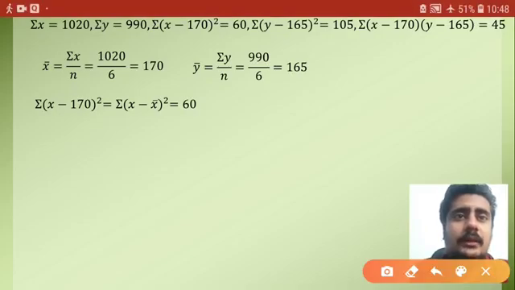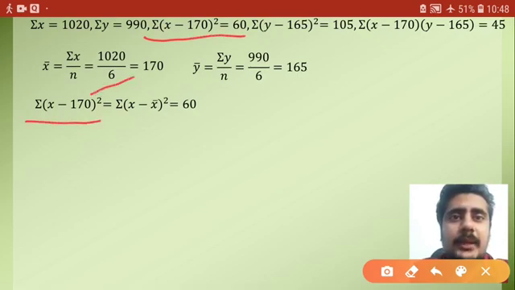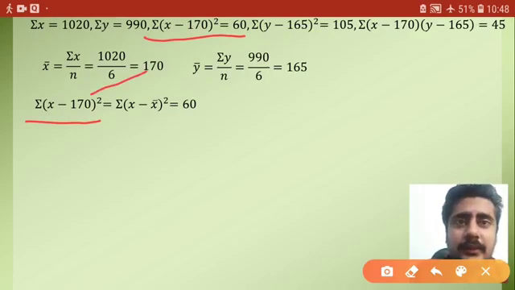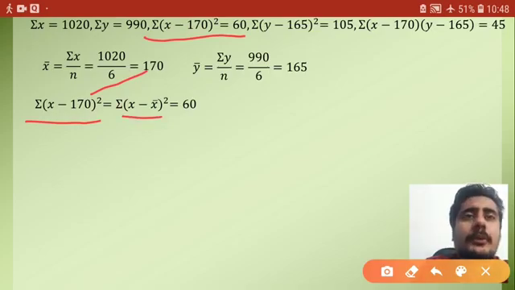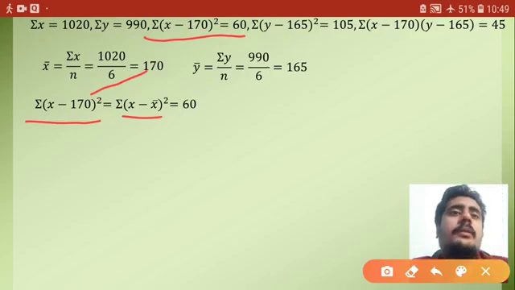See, sigma is actually given in the question. Now this x bar matches with this, so you can see I have found x bar is 170, and the term is x minus 170 square. That means this is x minus x bar square. You got my point? In the question it was given sigma of x minus 170 square, and I found that x bar is 170. So it should be x minus x bar whole square.